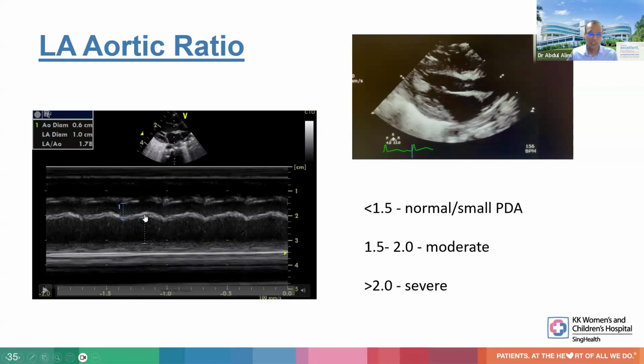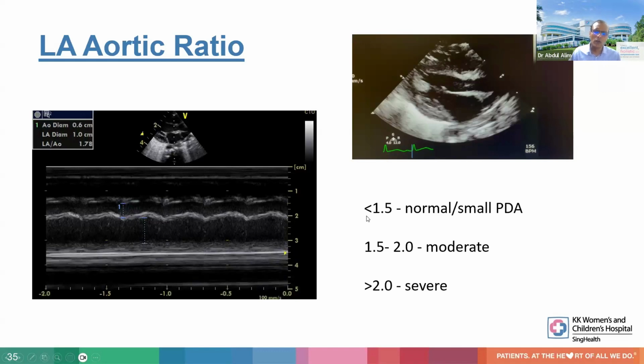We prefer to measure at two different points: the left atrium in diastole and the aorta in systole. Most modern echocardiographic machines, if you input the calculation, automatically give the ratio. In this picture, the machine automatically gives the ratio of 1.78 to 1.